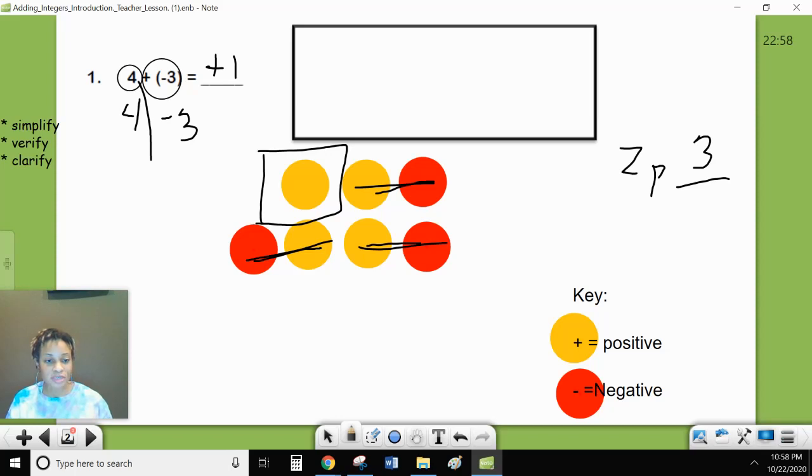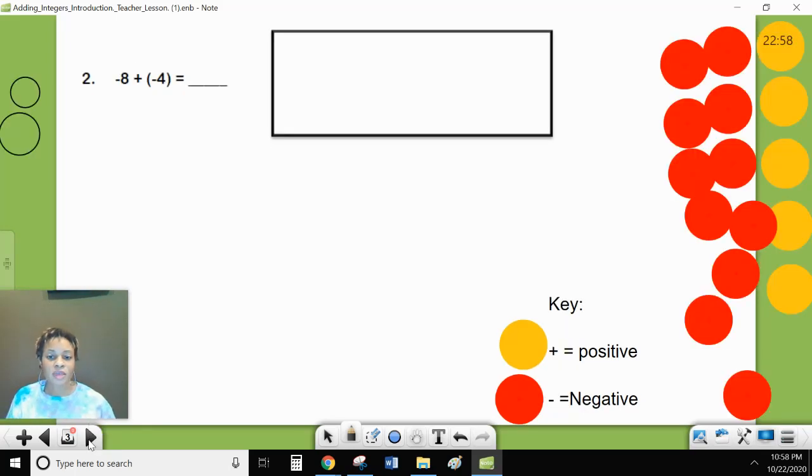Any questions? Let's try another. So again, the first thing you want to do is circle the number and the sign in front. So I'm going to circle the opposite of 8, and then I'm going to circle the opposite of 4 plus the opposite of 4.